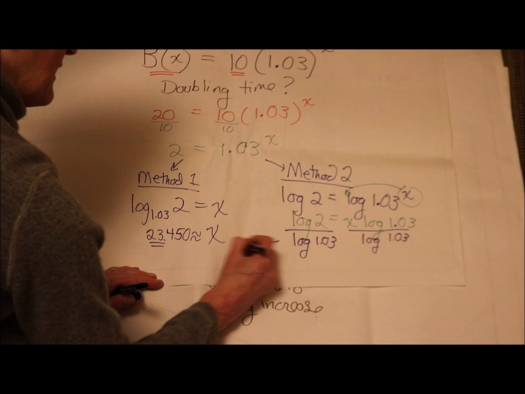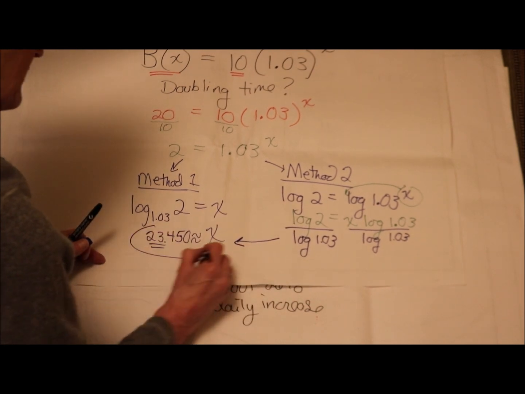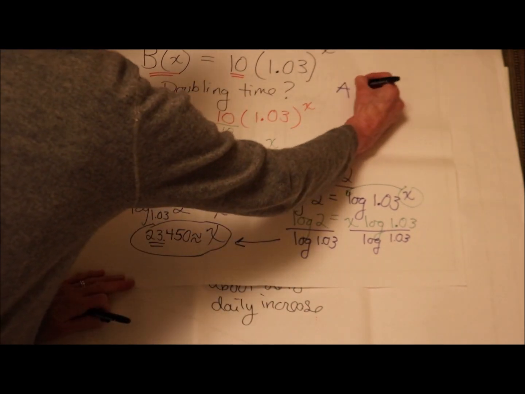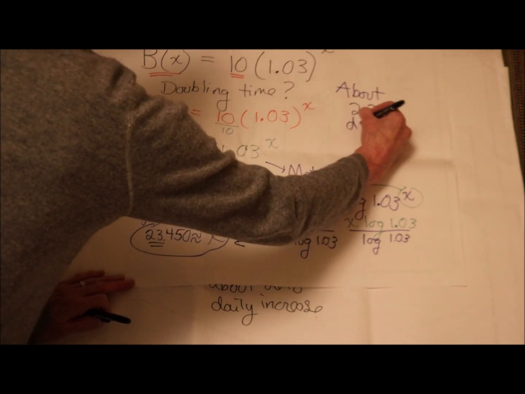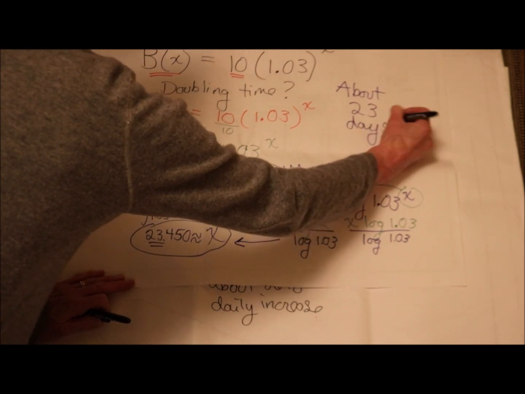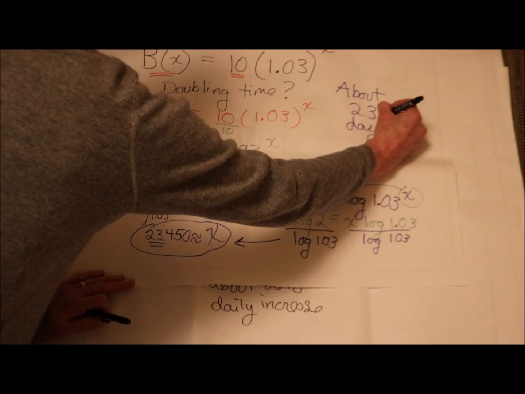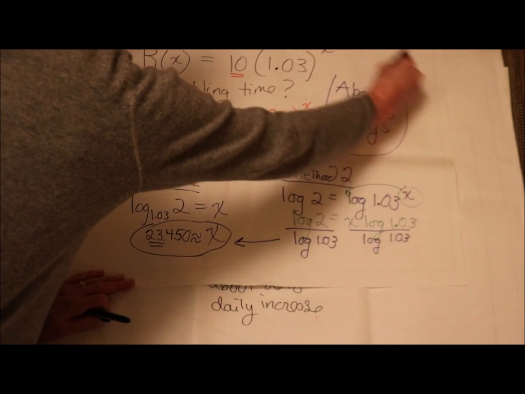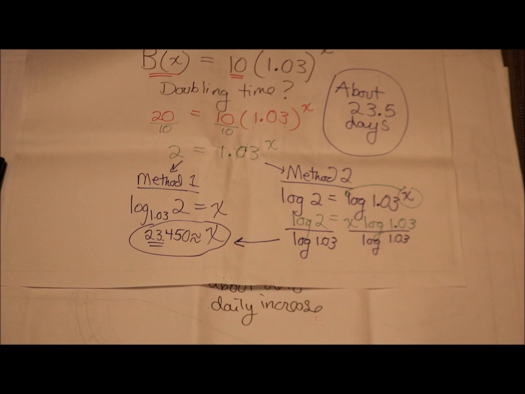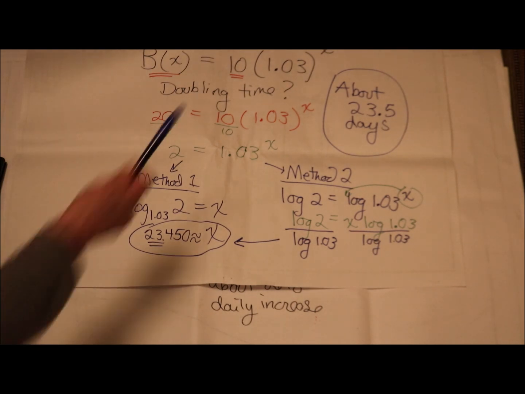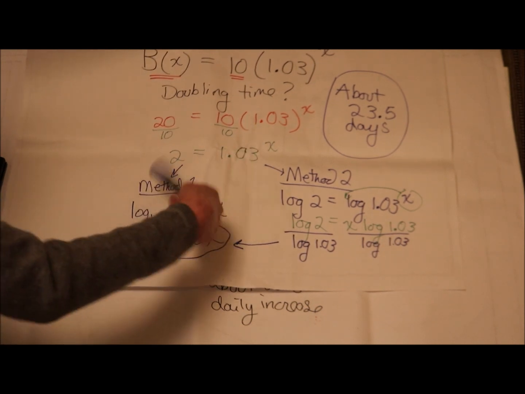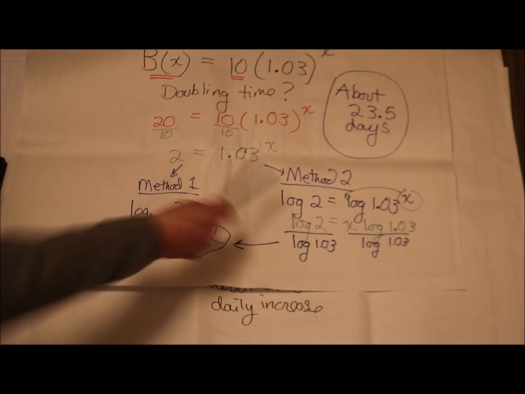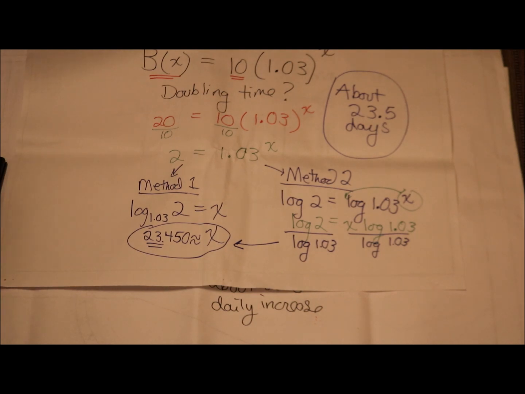And this gives you that same answer. My doubling time is about 23 days. Or I can say about 23 and a half days if I want to be a little more specific. Okay, so I just found the doubling time. I just doubled my starting population, and then I solved my exponential function using one of these two methods.